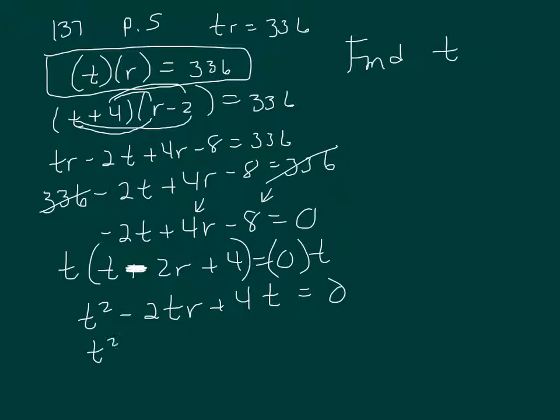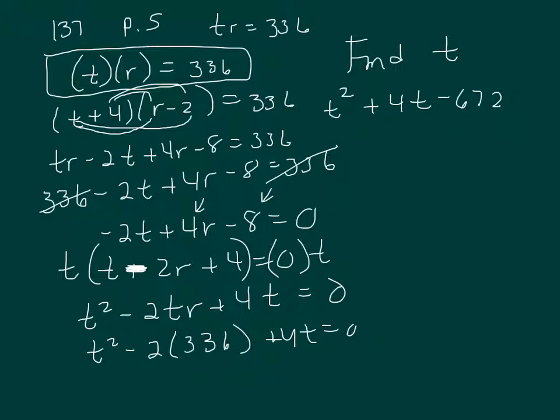And this is T squared minus 2 times 336 plus 4T equals 0. So let's write this in the correct order. This is T squared plus 4T minus 2 times 336. 2 times 6 is 12. 2 times 3 is 6, plus 1 is 7. So 672 equals 0. And we want to factor this thing.